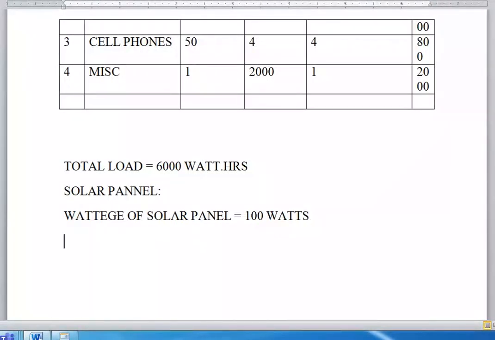Now, the next one is the time of sunlight. How much time are the solar panels exposed to sunlight? Morning 6 o'clock it will start, and it lasts until evening 6 o'clock. So roughly 12 hours. Let me take safety. Now remember, I consider safety.